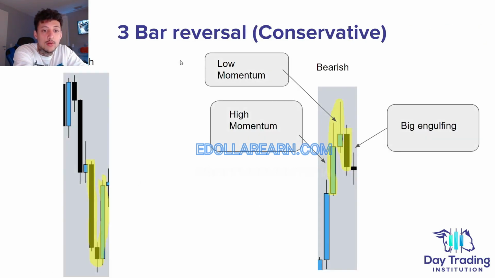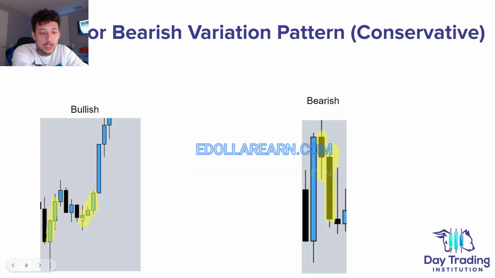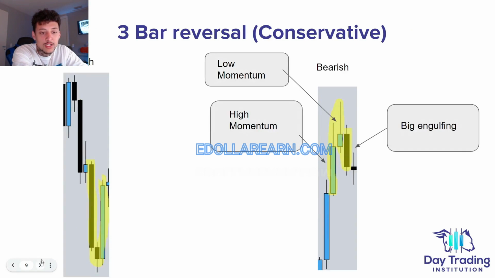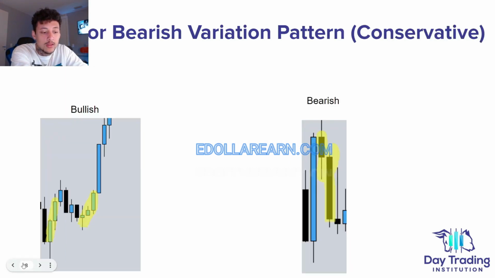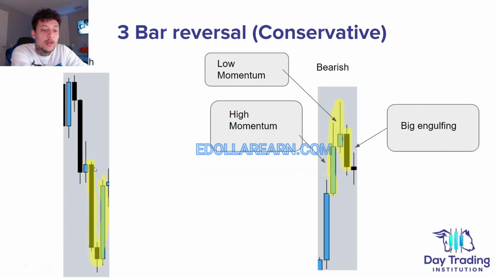Now, this could also be considered a variation pattern if you'd like it to, but this is going to be a 3-bar reversal. So notice with the bullish variation, there are 2 or 3 bullish candlesticks, but here it's only 1 bullish candlestick, right? So you can consider the 3-bar reversal. These are all conservative entries, right? The 3-bar reversal could be similar to the bearish variation or the bullish variation, except the difference is it's going to be 1 bullish candle or 1 bearish candle, and it's going to be 2 candlesticks that move in the opposite direction.